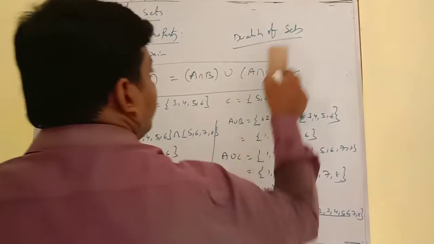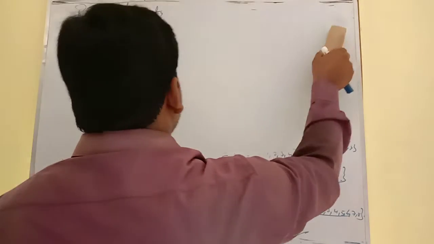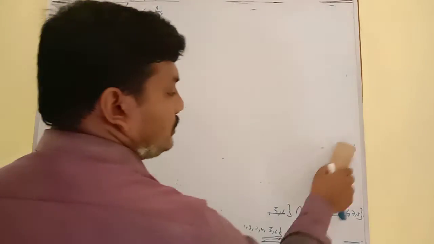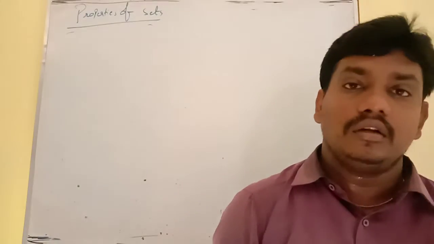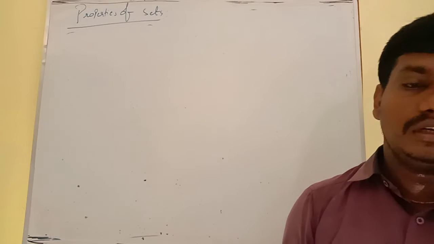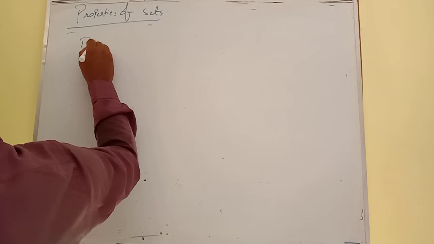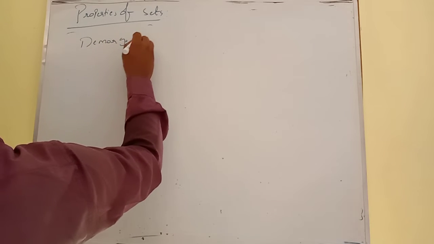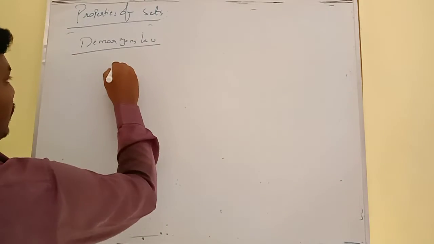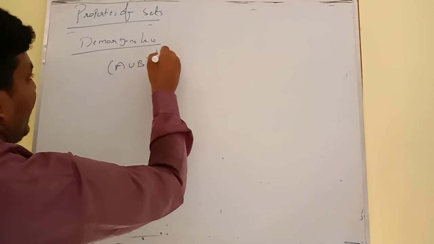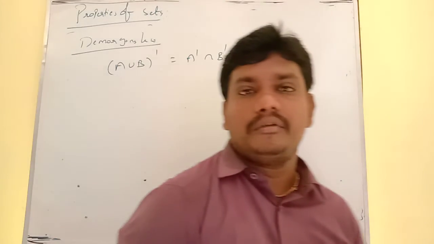Next, we are going to discuss De Morgan's law. What is De Morgan's law? We have to verify De Morgan's law. De Morgan's law is nothing but the complement nature. De Morgan's law of sets: A union B whole dash can be written as A dash intersection B dash.